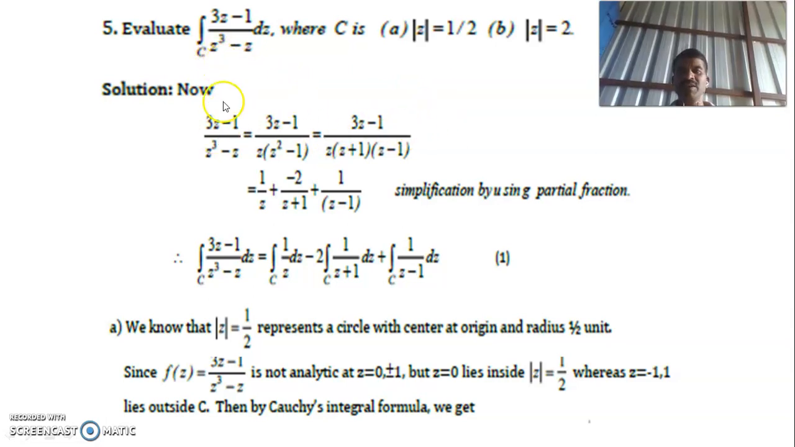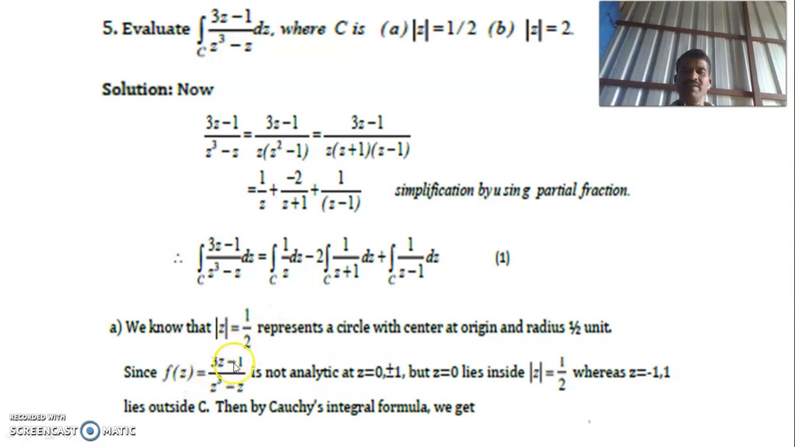Taking this expression (3z minus 1) by (z cube minus z) and simplifying by partial fractions, we get 1 by z, minus 2 by (z plus 1), and 1 by (z minus 1). So these are the three terms here. We integrate throughout on these individual expressions of (3z minus 1) by (z cube minus z). So with these three integrals, we check them one by one in each domain, first mod z equal to half, which represents a circle with center at origin and radius half unit.